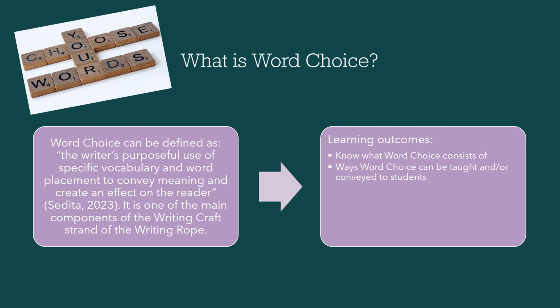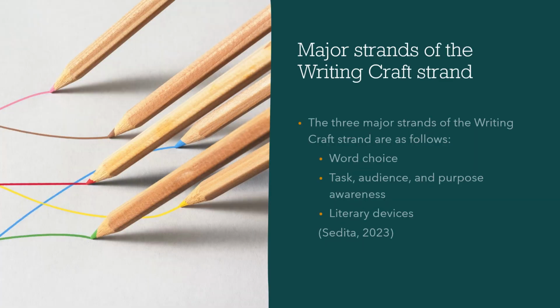Learning outcomes: know what word choice consists of, and ways word choice can be taught and/or conveyed to students. Major strands of the writing craft strand: the three major strands of the writing craft strand are as follows: word choice, task, audience, and purpose awareness, and literary devices.